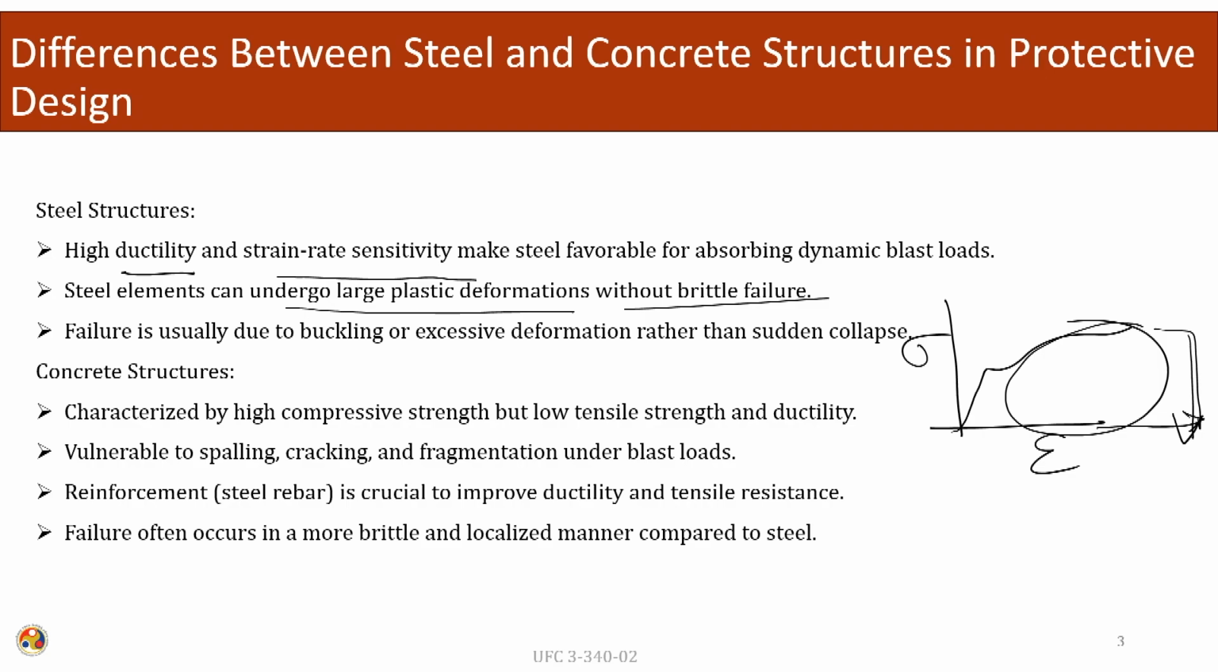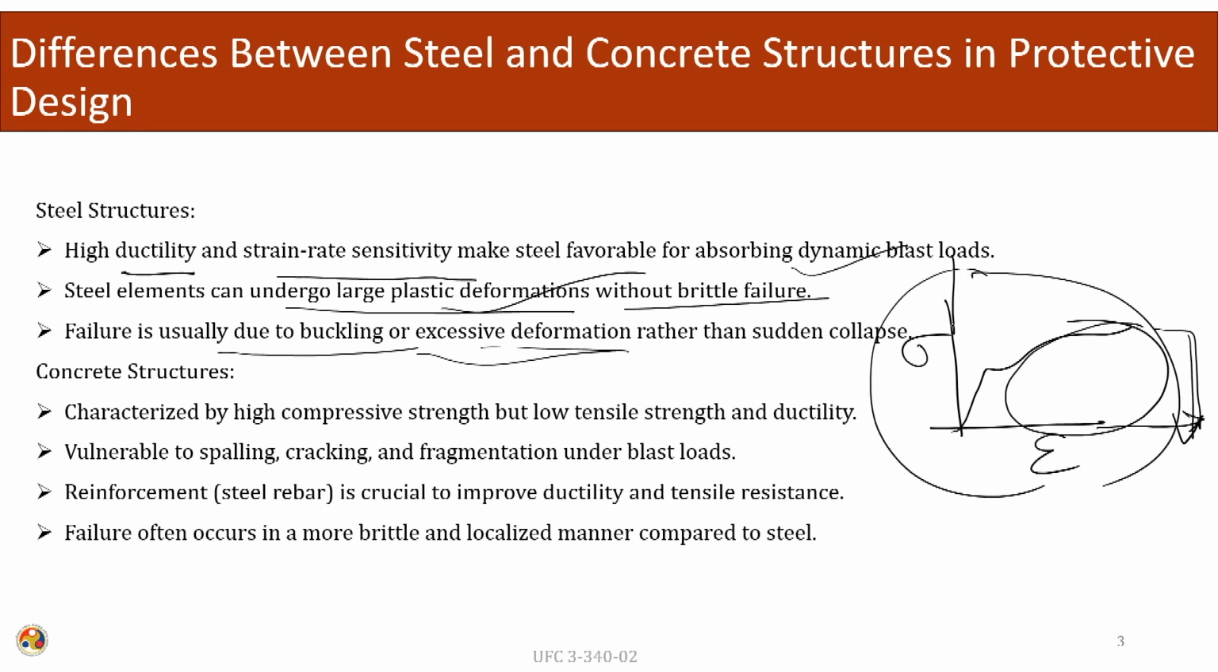Normally in steel structures, the failure is usually due to buckling or excessive deformation rather than sudden collapse. So, there will always be a warning sign whenever a steel structure is about to collapse. The warning signs will be visible; it will not be a sudden collapse. Due to its high energy absorbing nature, large plastic deformations and significant warnings before any type of collapse occurs, steel becomes a favorable material for blast loading design. So, it becomes a material of choice.